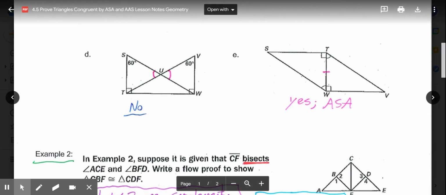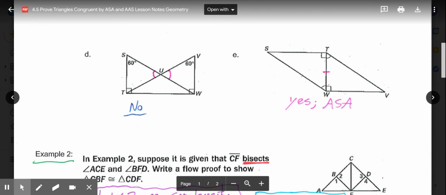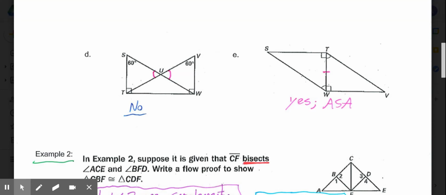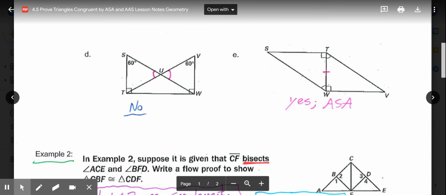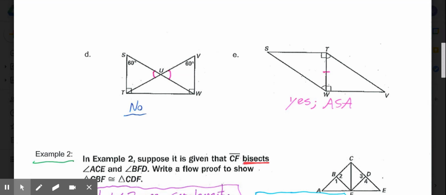Now, if we were going to write the congruence statement for this triangle, S matches up with V, and then T with W on the other one. So if we name this triangle STW, then we would have to name this one VWT. So make sure you match up the corresponding vertices if you're writing your congruence statements.